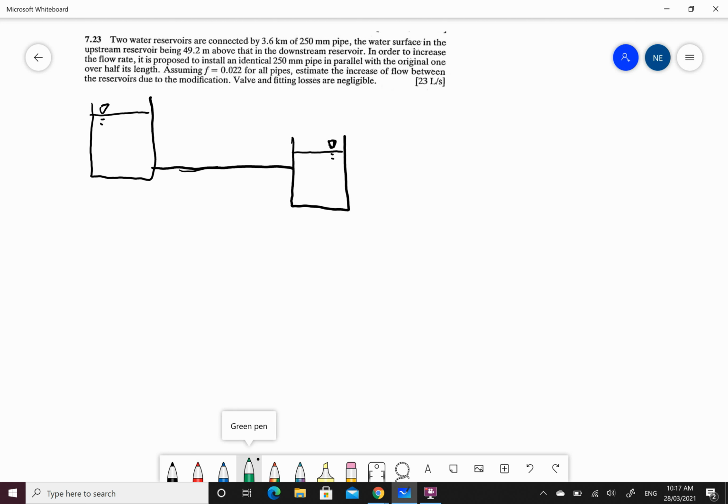Let's go with green. Green's nice. So my elevation difference is 49.2 meters. My length here is 3,600 meters. My diameter is 250 millimeters.